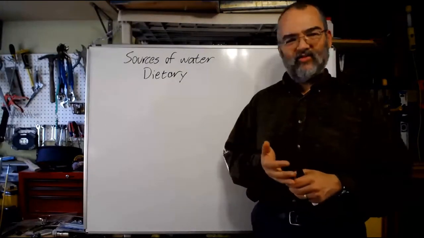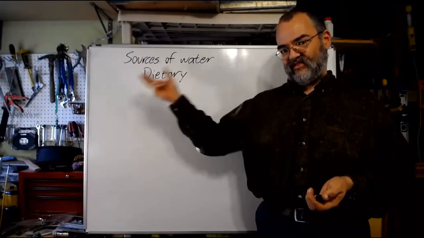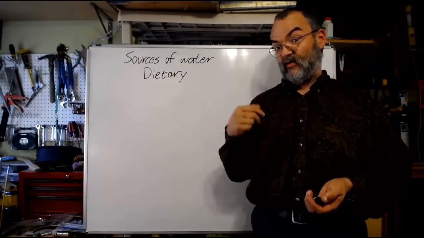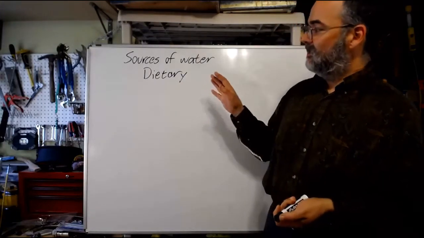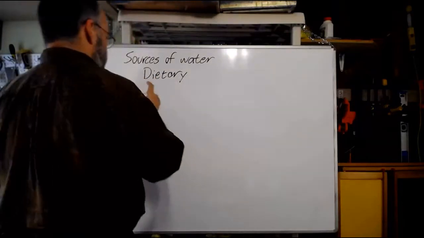Glucose metabolism produces some water. Remember that equation, glucose plus oxygen produces CO2 and water. But it's not really a major source of water for our body. All right, so dietary input is the main source.